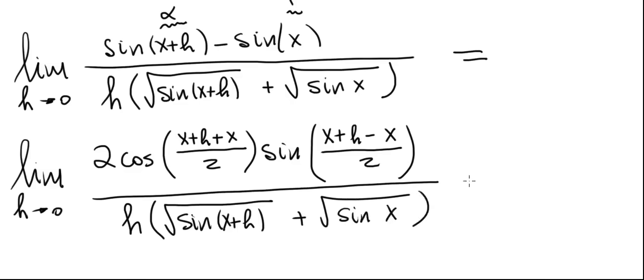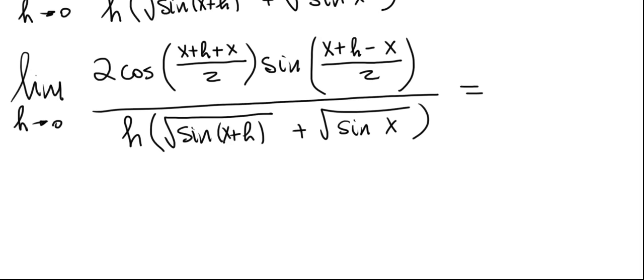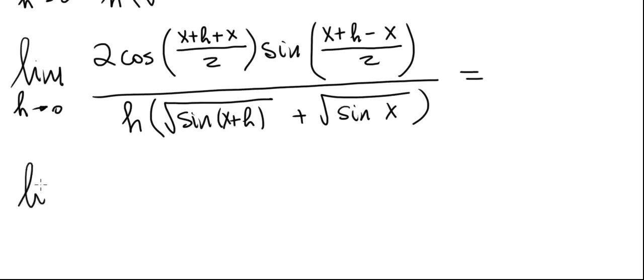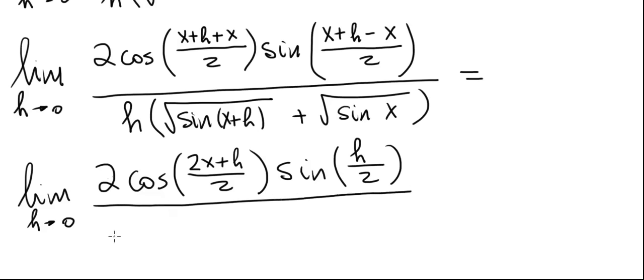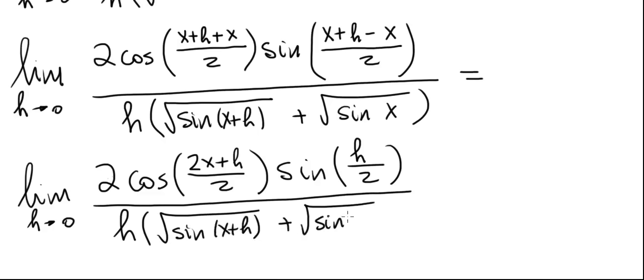Now we're going to split this up into two limits. First, let me rewrite this, simplifying what's inside sine and cosine in the numerator. So this is the limit as h goes to 0. In the numerator we have 2 times cosine of (2x plus h) divided by 2 times the sine. X is canceled inside the sine, so this is h over 2, divided by h times the square root of sine of x plus h plus the square root of the sine of x.